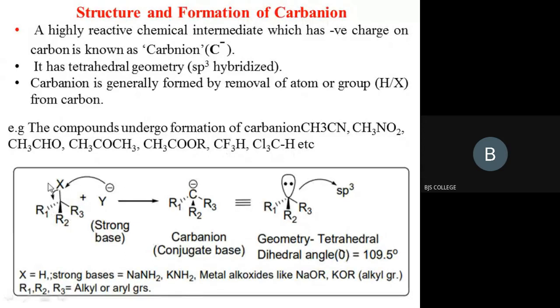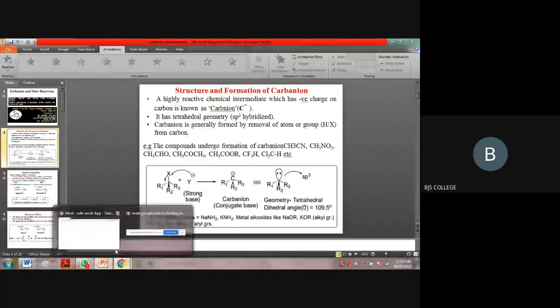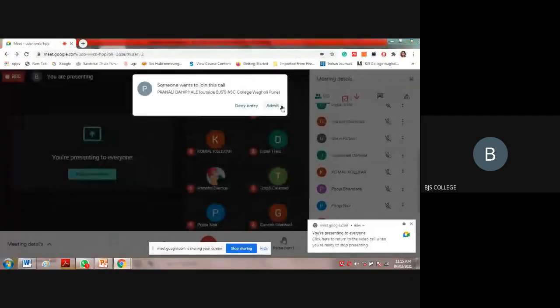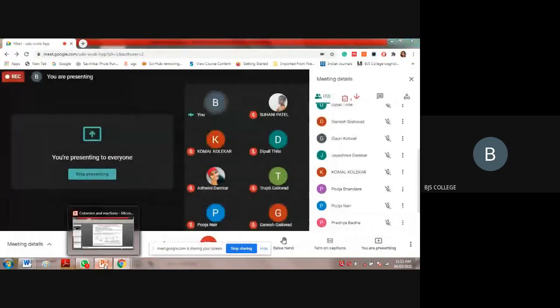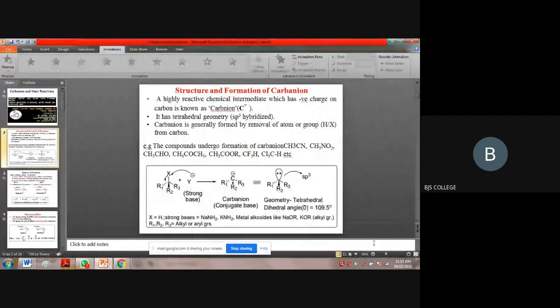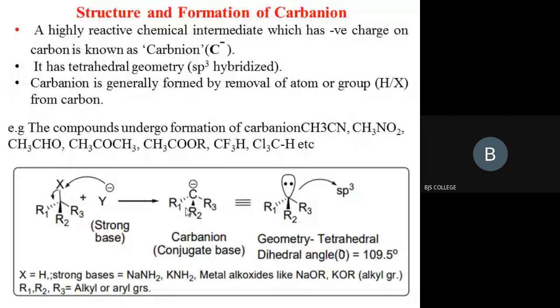So if I have some electron withdrawing group and I have a strong base, then hydrogen or some group like X can be removed to generate a carbanion. If X is equal to hydrogen, then the carbanion is called the conjugate base of that compound. So generally hydrogen is removed, and it is the conjugate base of your molecule. So the carbanion is a conjugate base.